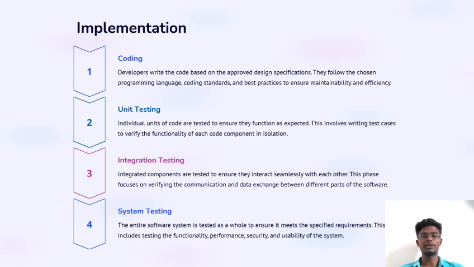Integrated components are tested to ensure they interact seamlessly with each other. This phase focuses on verifying the communication and the data exchange between different parts of the software. Next one is system testing. The entire software system is tested as a whole to ensure it meets the specified requirements. This includes testing the functionality, performance, security, and usability of the system.